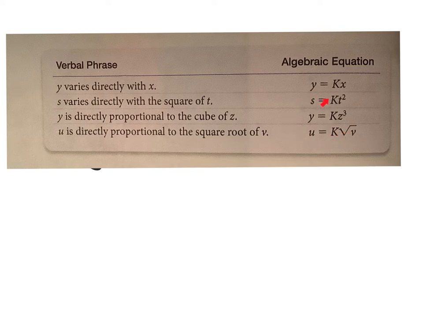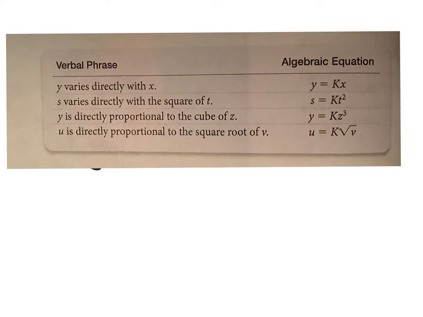So just see how these equations work. You've got your first letter, varies directly, which means k is multiplied by the second part of this, the other variable: the square of t, the cube of z, the square root of v, etc.